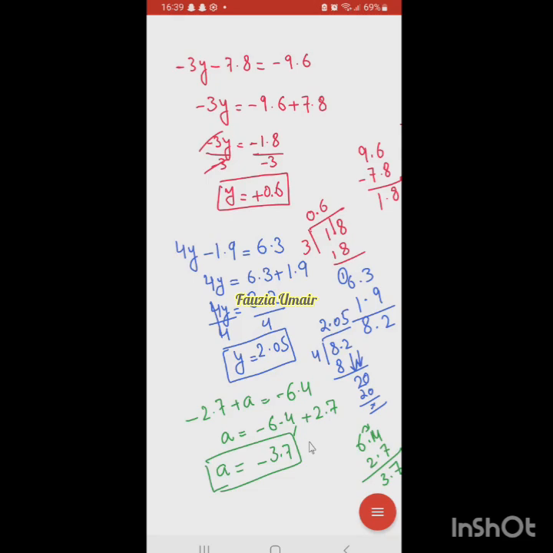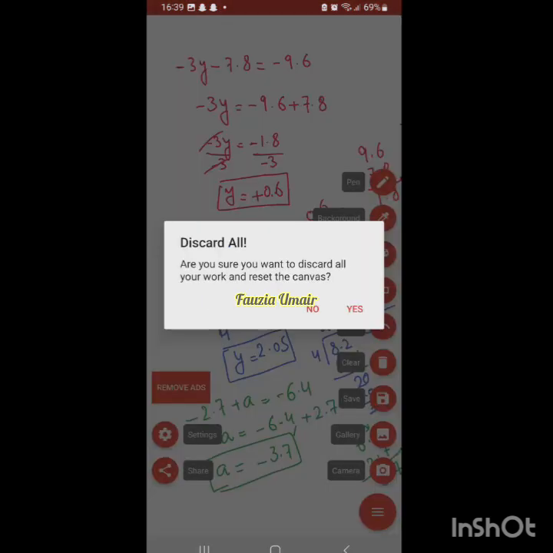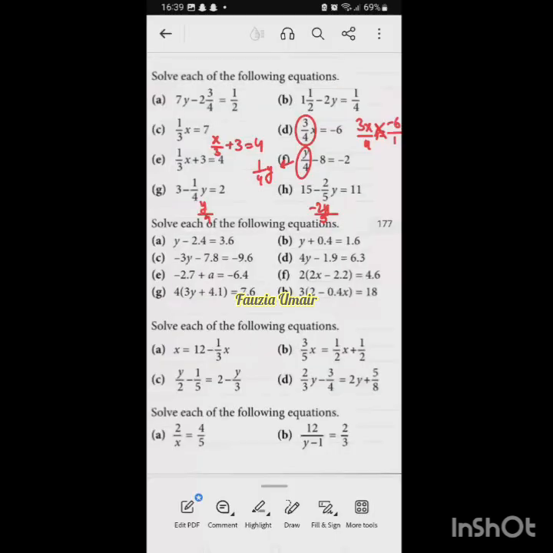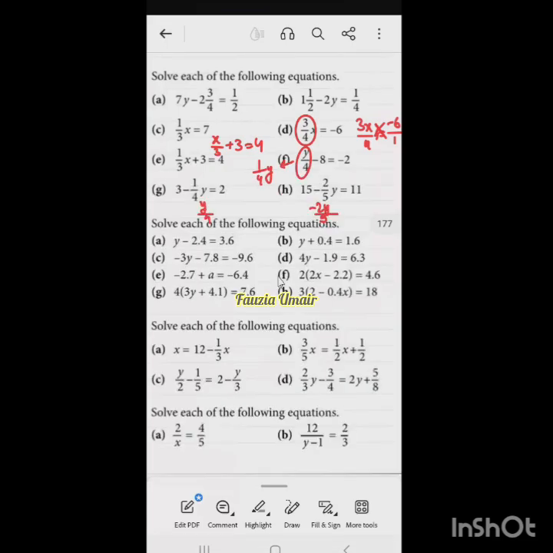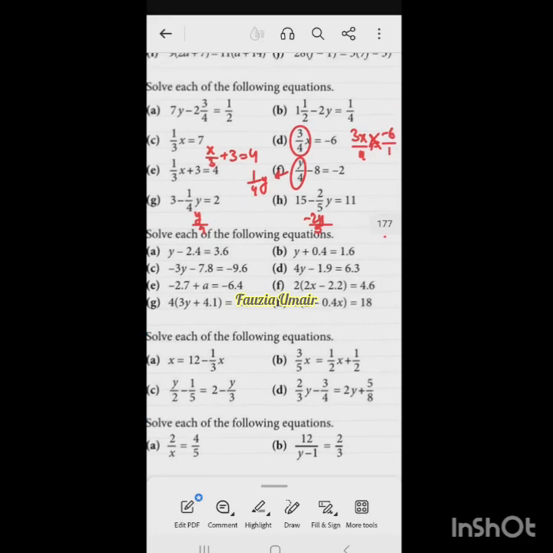Is it clear? Yes, ma'am. Right. So there are three more questions left. So let me open the book so you can tell me, do you want to do the next three questions or not? So these three questions are left. F, oh, there are brackets. So should we solve them? F, G, H. Yes, ma'am, we should. We should solve them now.